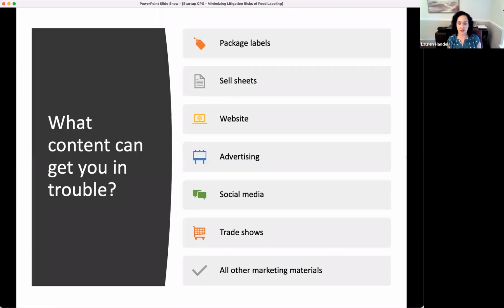So let's just start with some background. I'm going to be focused mostly on labeling, but I just want you to be aware of the kinds of content that potentially could get you in trouble, both from a litigation standpoint, but also from a regulatory standpoint. So obviously labels, but also other kinds of marketing materials like your sell sheets, your website, advertising, which could be both traditional advertising or social media, things that you say, signage, things at trade shows. Really all kinds of marketing materials are both subject to regulation and potentially could get you in some kind of litigation trouble.